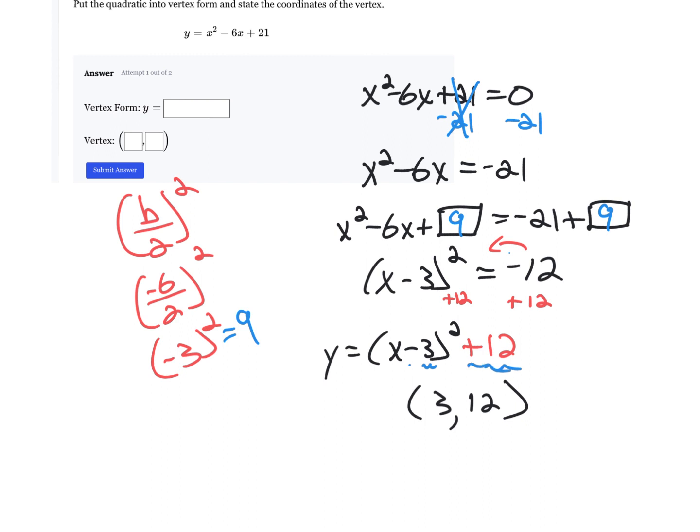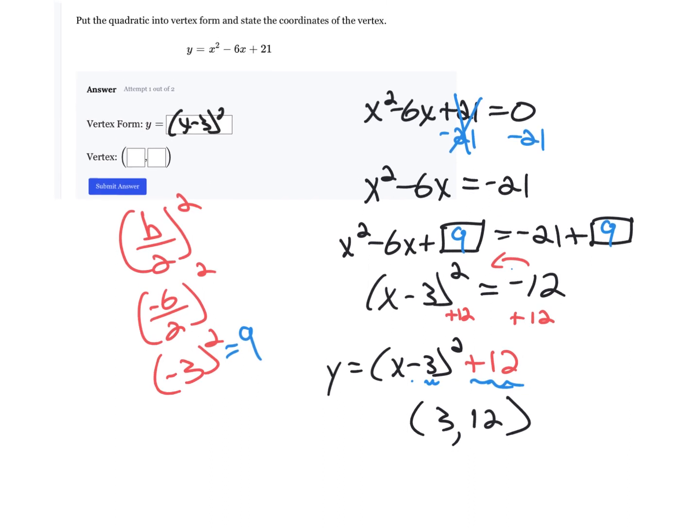Okay, so remember, inside the parentheses, we shift right or left. A minus 3 actually shifts it to the right 3 units, so we end up at positive 3, and this 12 shifts it up or down, but it's exactly what it says, positive 12. So our answer for this one, the vertex form of the equation was x minus 3 squared plus 12. And the vertex is at (3, 12). All right, that's a couple examples that hopefully will help you with this assignment.